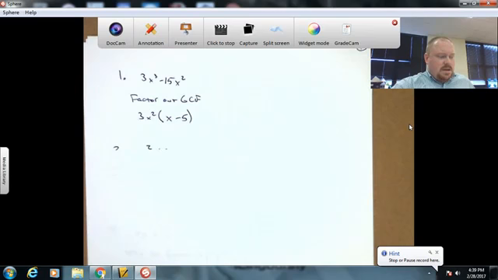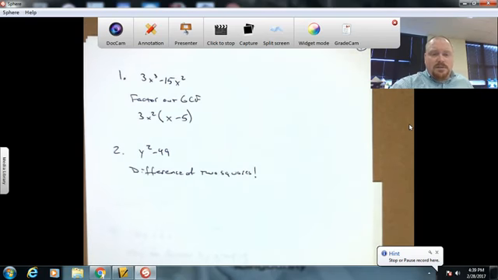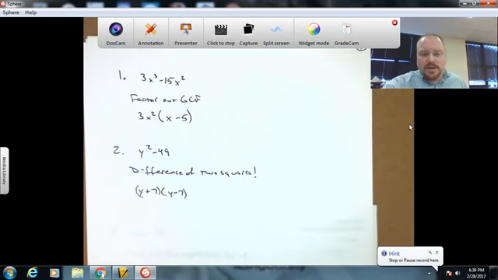In this next example, I have y squared minus 49. As noted before, you could take the square root of both of those, and because it is subtraction, that makes it the difference of two squares. And because it is the difference of two squares, we have a technique for factoring this that goes pretty quickly for us, because it is simply square root of the first minus the square root of the second, and square root of the first plus the square root of the second. And that works all the time.